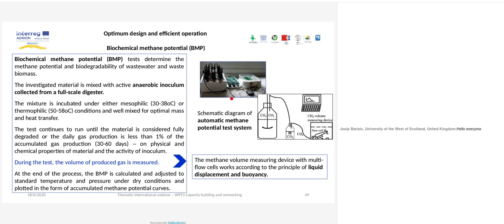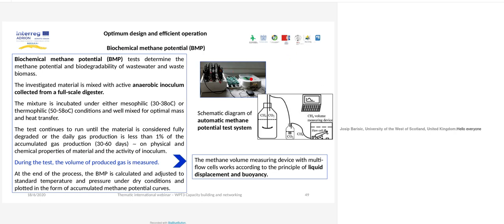You see it here, the BMP test. The test continues to run until the material is considered fully degraded or the daily gas production is less than 1% of the accumulated gas production, and this needs around 30 to 60 days. The whole process is dependent on the physical and chemical properties of the material and the activity of this inoculum. So during the test, the volume of the produced gas is measured.